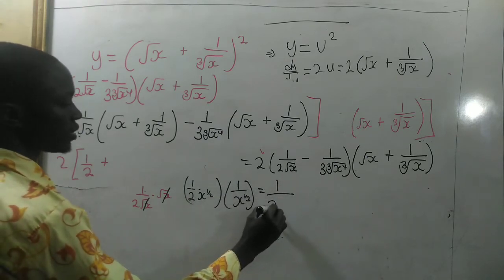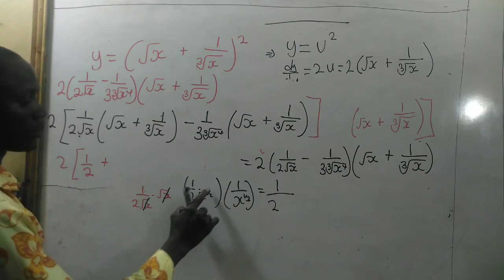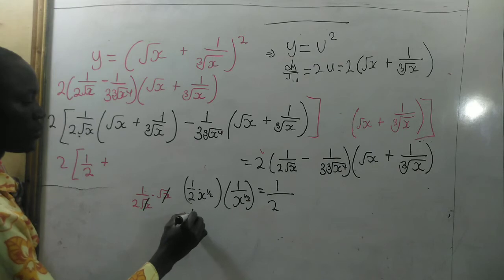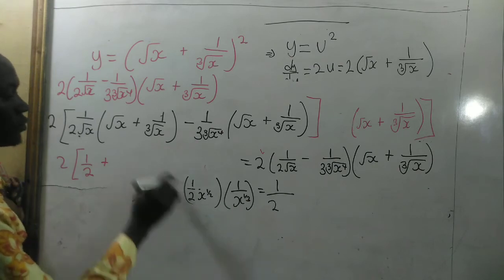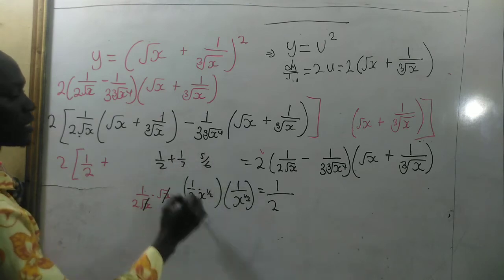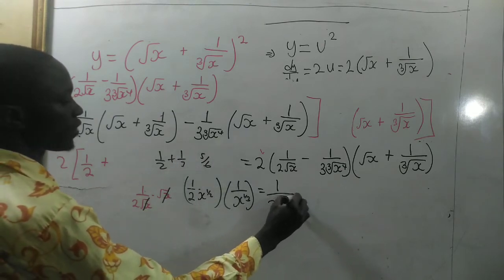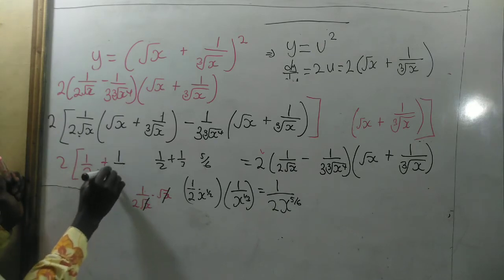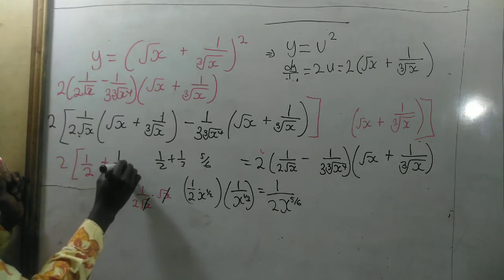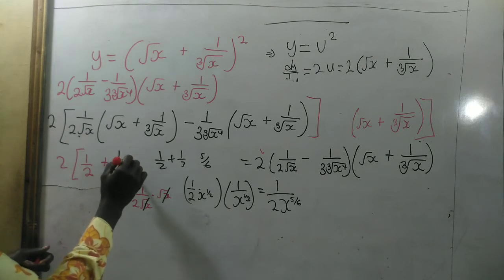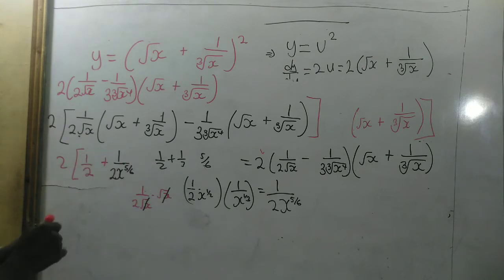Then this 2 is there. Then you are going to multiply x to the power half times x to the power 1 out of 3. So we are going to add the exponents, 1 on 2 plus 1 on 3, and that will give us 5 on 6. So we are going to have x to the power 5 on 6. So we are going to have 1 on 2 x to the power 5 on 6. Very simple. So let's close the bracket. We've done this one.